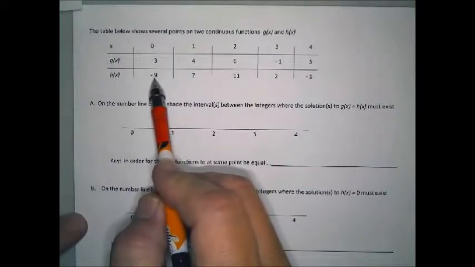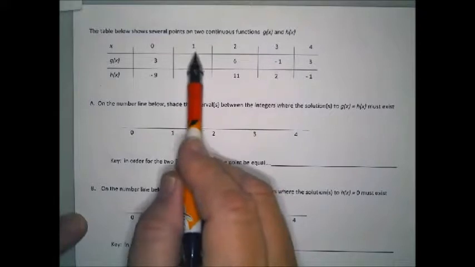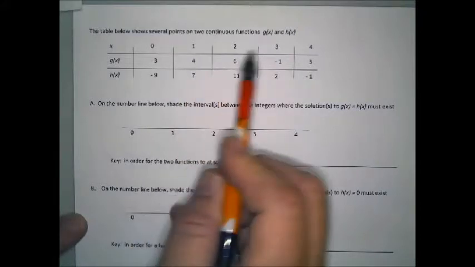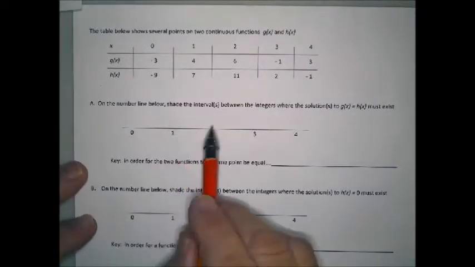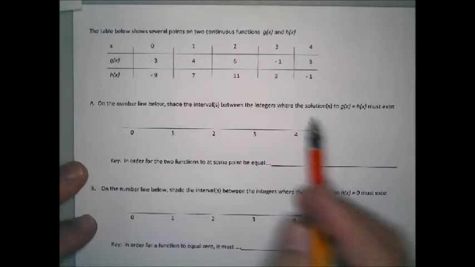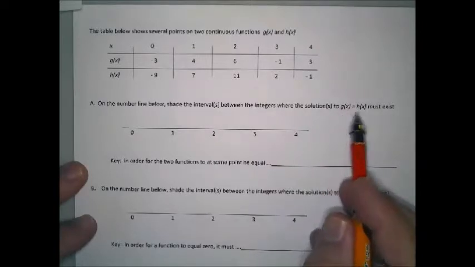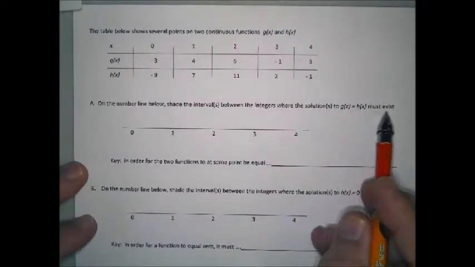And then it tells us what happens on each function at x equals 1, x equals 2, x equals 3, x equals 4. But it doesn't tell us anything about in between. We don't even know if these functions are actually continuous. So I don't teach this concept with the help of a graph. Your teacher might, I don't. So on the number line below, shade the intervals between the integers where the solutions to g of x equals h of x must exist.